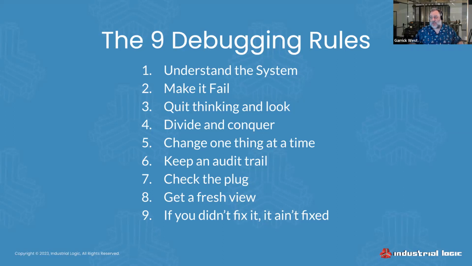The 9 rules themselves: understand the system, make it fail, quit thinking and look, divide and conquer, change one thing at a time, keep an audit trail, check the plug, get a fresh view, and then, technically, in a way, one of my favorites. If I were to put my favorites, they'd be in a different order, but one of my top favorites is the last one, which I've personally been bitten by: if you didn't fix it, it ain't fixed. Which I think is why it was left there as kind of a summary point.